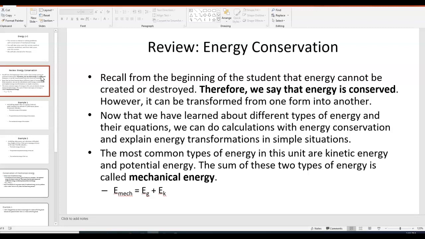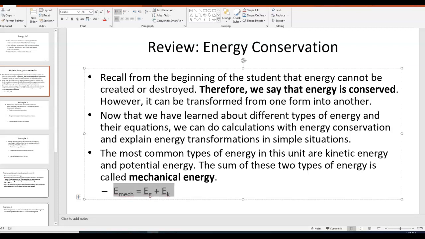The most common types of energy that you've seen in this unit are kinetic and potential energy. If you add an object's kinetic energy to its potential energy, you get what's called mechanical energy. We will call it EMEC. EMEC stands for mechanical energy, and it's basically going to be Eg plus Ek, the gravitational potential energy of an object plus the kinetic energy of an object. It's definitely possible for an object to have more than one energy at a time.